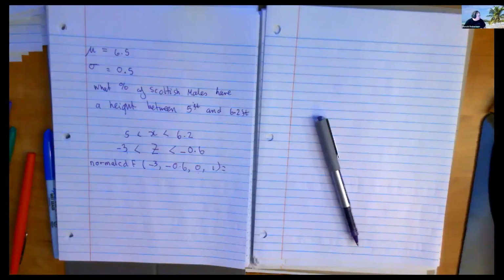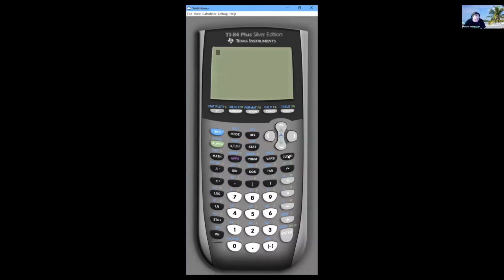If you've got an emulator, or even better, your own calculator, you could go along with me and we'll see how it works. So it's second button, distribution, menu choice 2. The first number is -3, comma, -0.6, comma, 0, comma 1, finish the bracket. That's about 0.27?